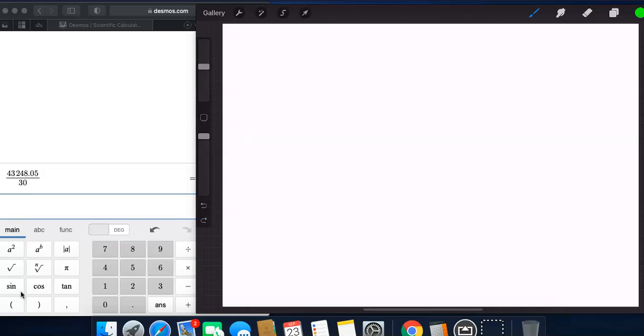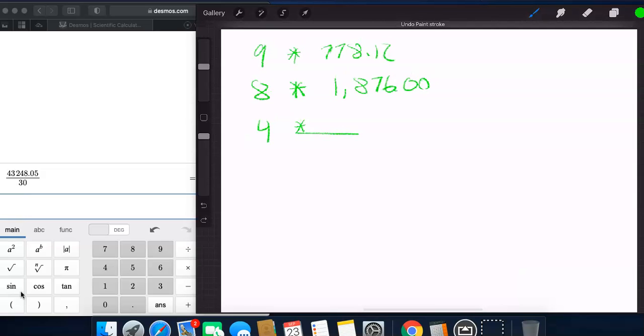So we've got 9 days, actually 1 second here. So 9 days at 778.12, 8 days at 1,876 even, 4 days, sorry about that, at 2,112.50, and 10 days at the 1,544 and 31 cents. So I'm going to go ahead and calculate those up real quick.